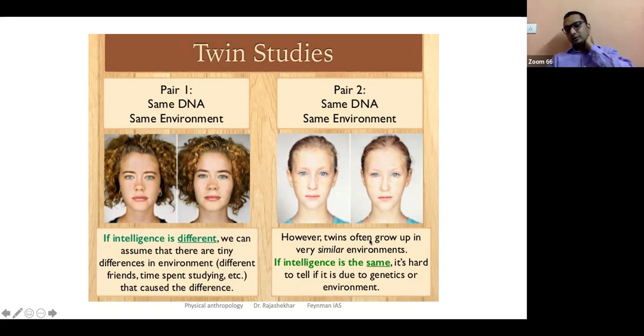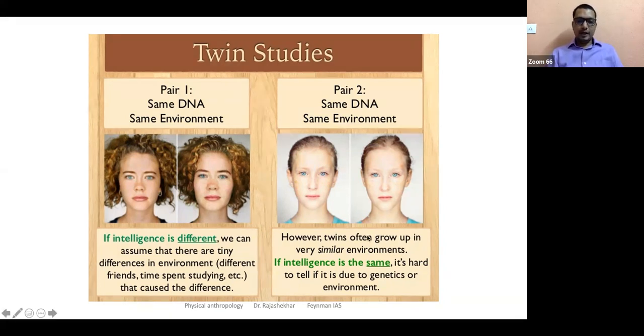But twins also tend to grow up in the same environment, right? Have you seen how twins are treated? Compared to other children, parents want them to dress up in the same manner, go to the same school, and wear the same clothes. So there are many things that may end up being the same. So usually you find slightly lesser differences in terms of environment in identical twins compared to the way we deal with non-identical twins.